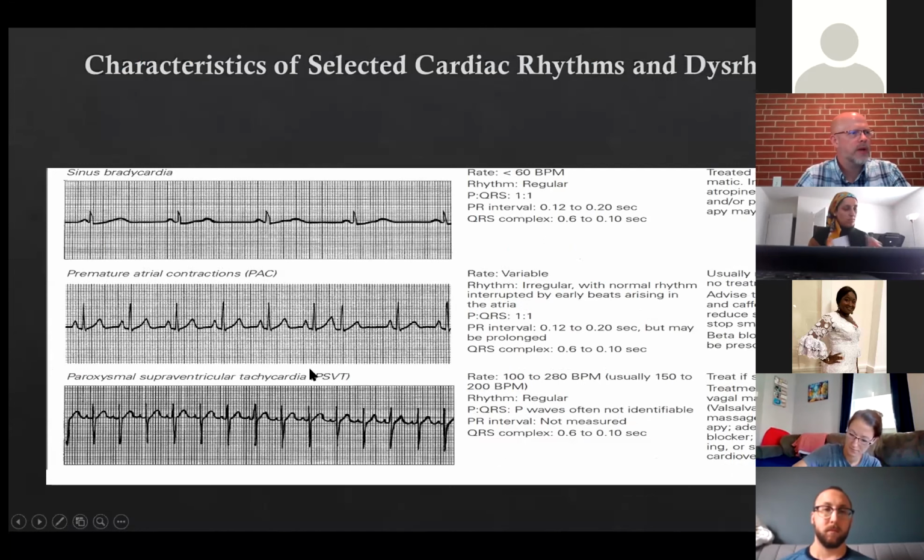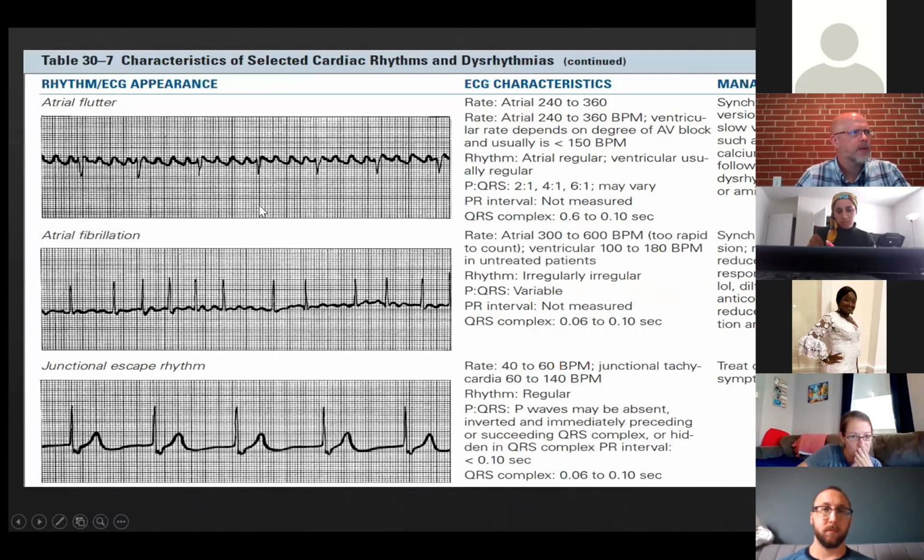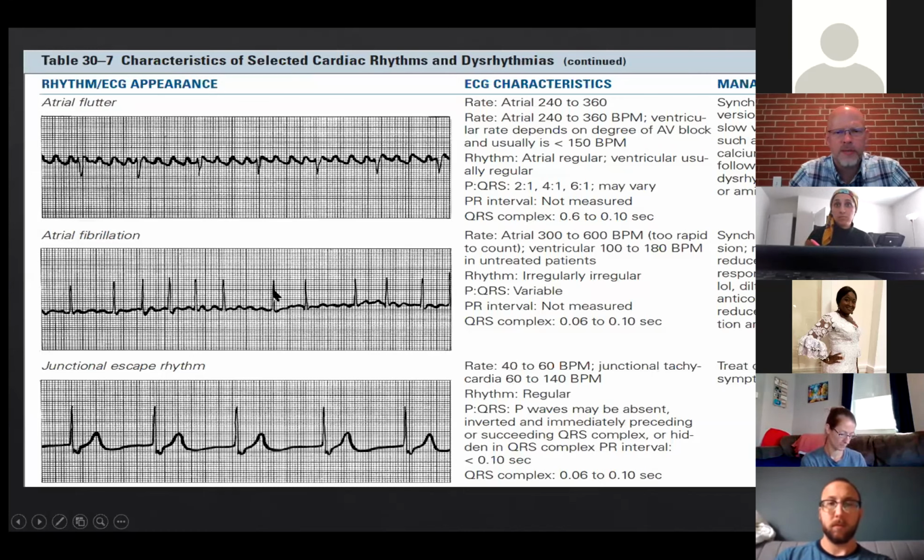This is more of an adult health strip, the PACs and the PSVTs. You definitely need to know the difference between A-flutter and AFib. As you look at these, if I look at QRSs first, are the QRSs spaced evenly up here? Yes. They are. Are they spaced evenly on this strip? Nope. So that is your biggest difference between AFib and A-flutter.